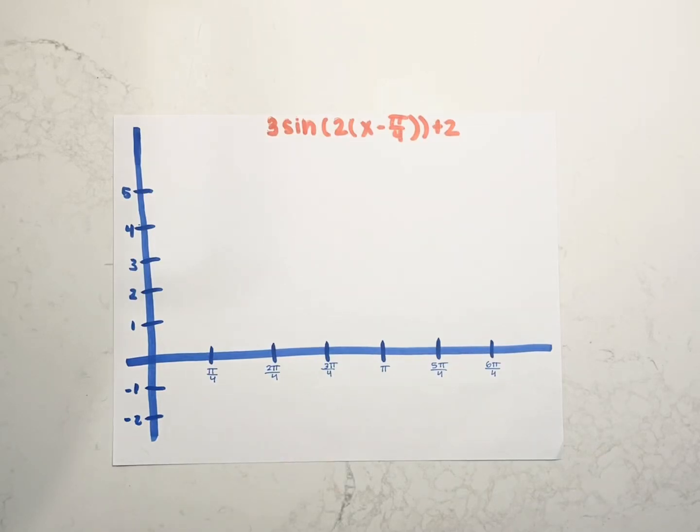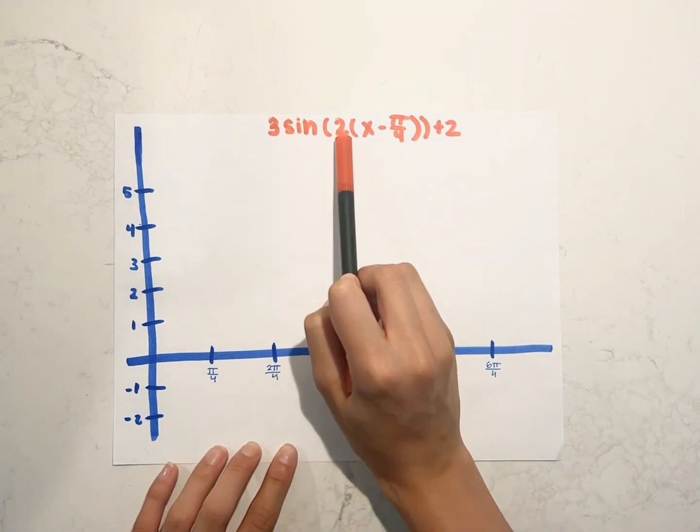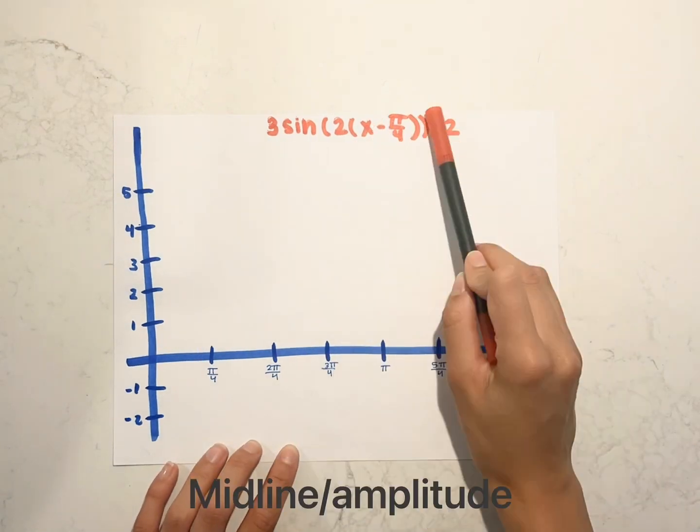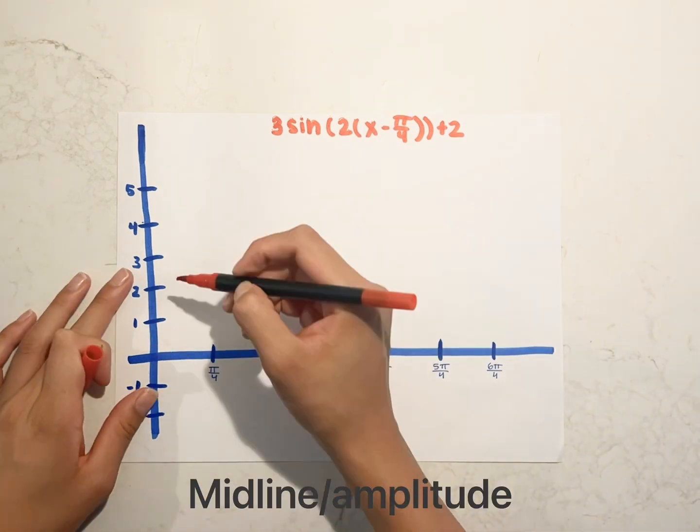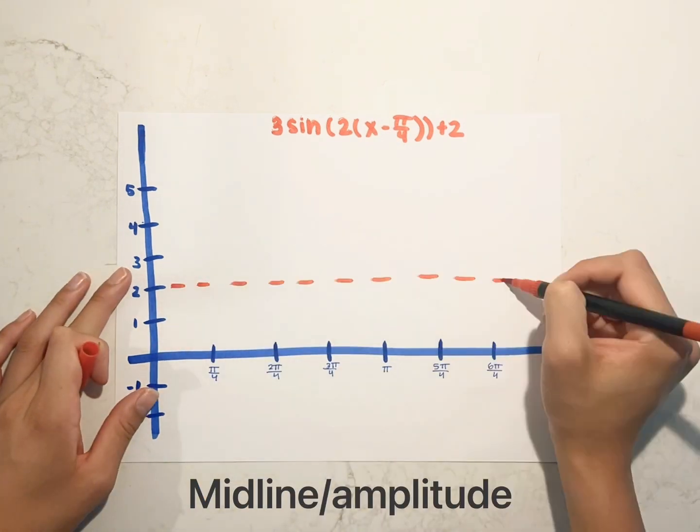So first, what we want to do is identify the different parts of our function, but we're going to start with our midline, which is positive 2. So from the 0, we're going to go up 2 and graph a dotted line to represent our midline.